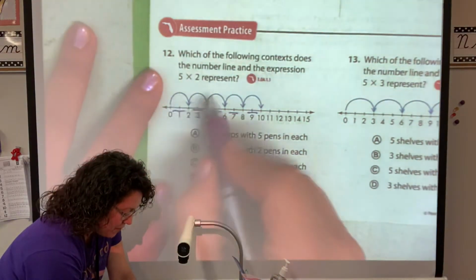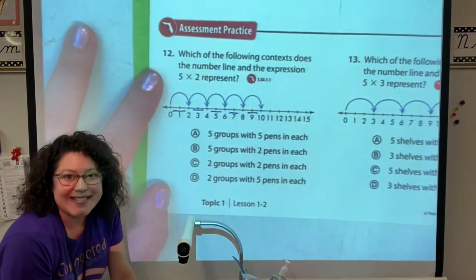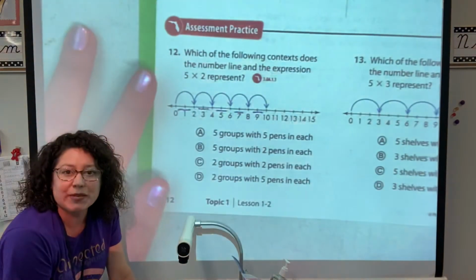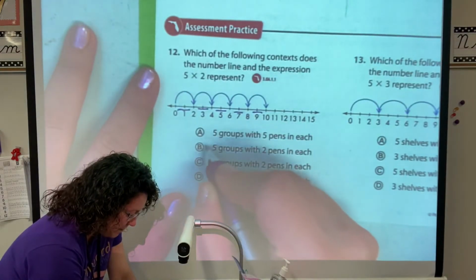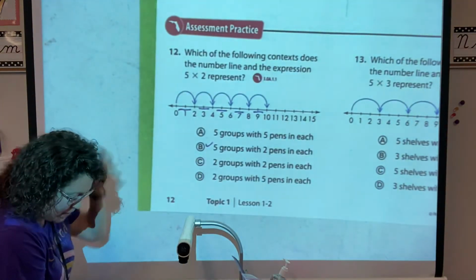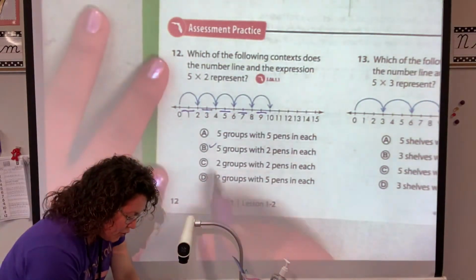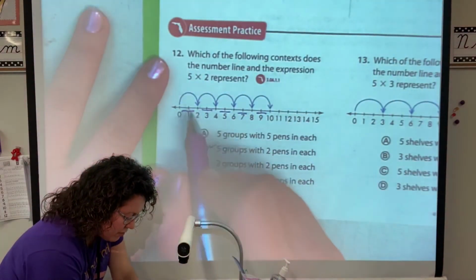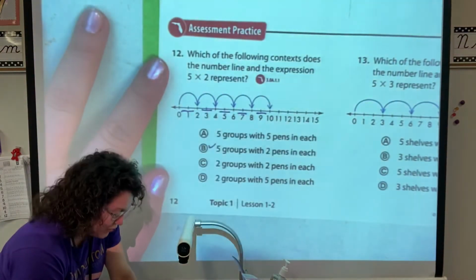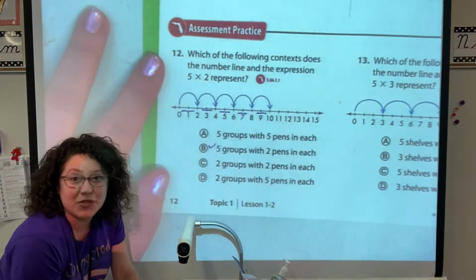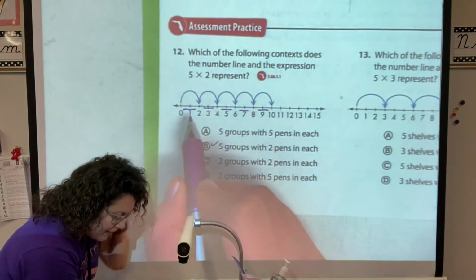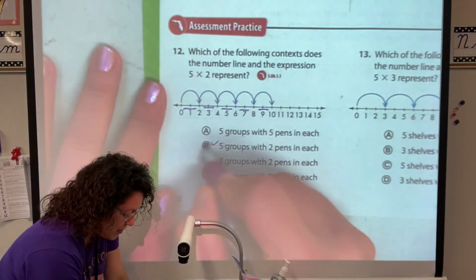Are there 5 groups? Yes. Is there 2 in each group? Yes. So that's probably my answer, but I'm going to keep checking. I'm going to put a little check mark there. That's my maybe. 2 groups with 2 pens each? No, I can look right now. There's more than 2 groups. And 2 groups with 5 pens? Well, there's more than 2 groups. And each group only has 2. So we were right. B is our correct choice.